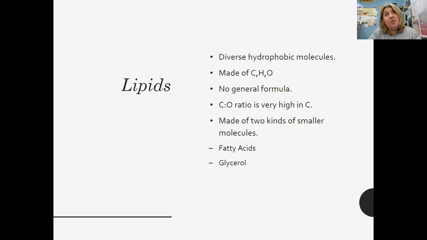We are looking at lipids being made of two different kinds of smaller molecules. They consist of fatty acids and also something called a glycerol, and that OL tells us this is an alcohol. And of course we know OL, or alcohol, means that there's going to be some hydroxyl functional groups.